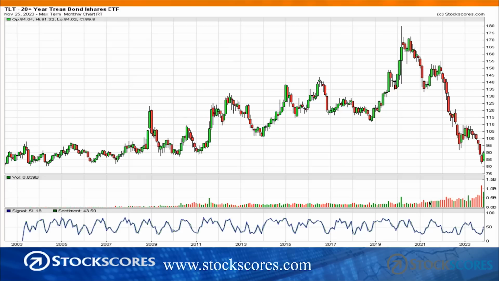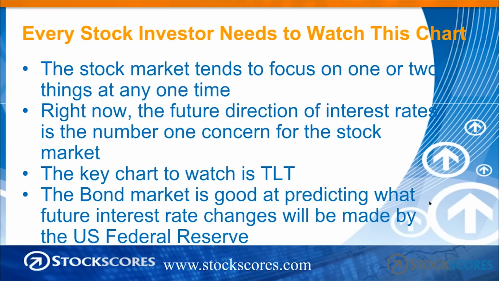Now, it's important to understand that the bond market is essentially an indicator of what central banks are likely to do. The stock market tends to focus on one or two things at any one time. And right now, the future direction of interest rates is the number one concern for the stock market. So this chart of TLT is telling us what the bond market thinks the central bank in the US, the US Federal Reserve, will do in the future. And it's very good at predicting interest rate policy.